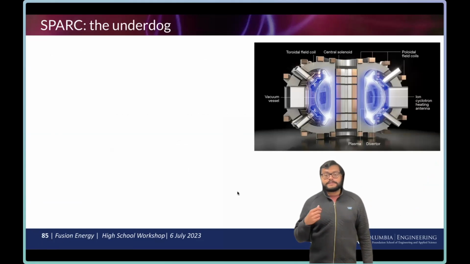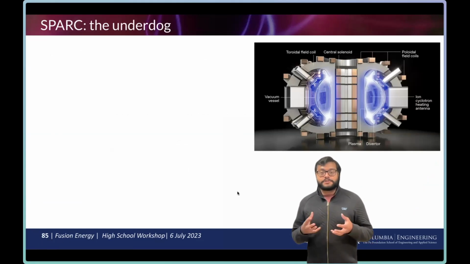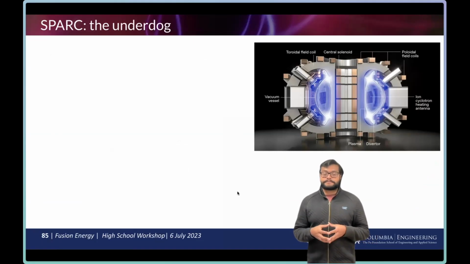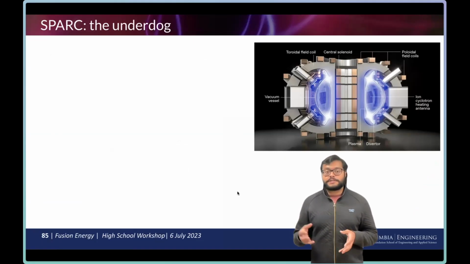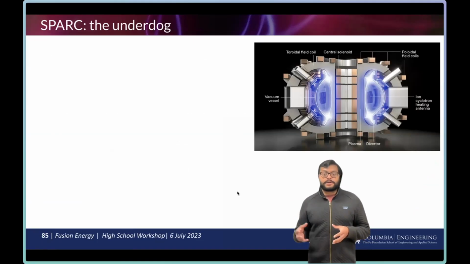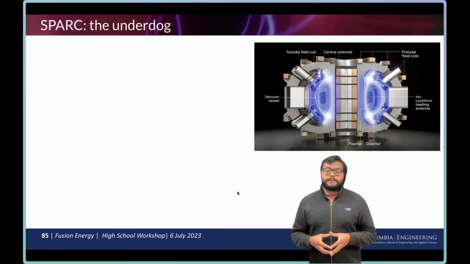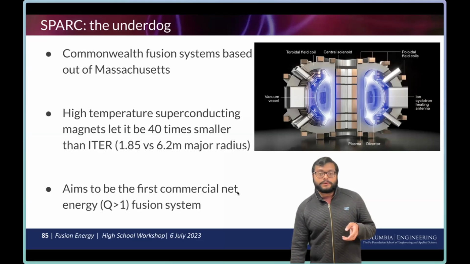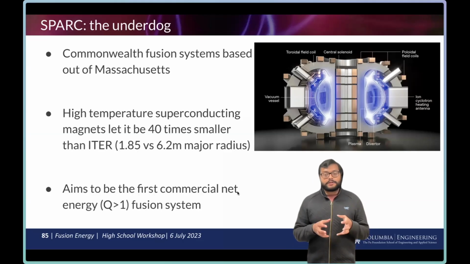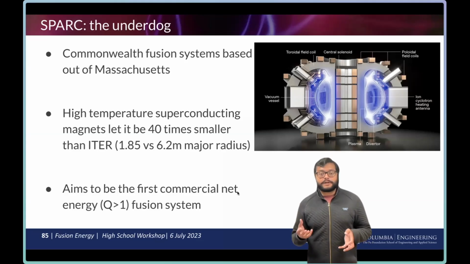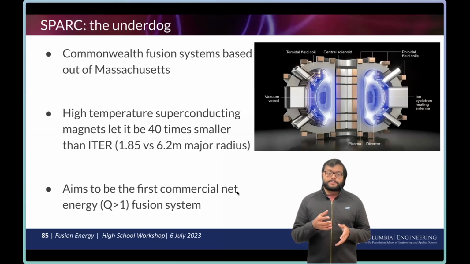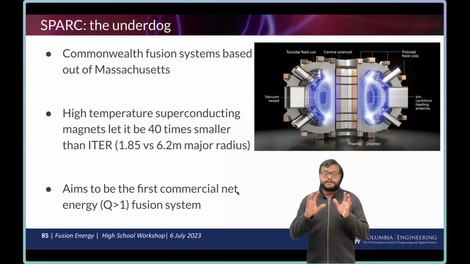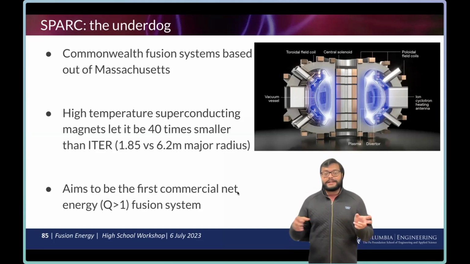There's also this smaller tokamak using high temperature superconductors that's being developed in Massachusetts by CFS, Commonwealth Fusion Systems. Essentially, this private company is developing SPARC, which uses high temperature superconductors. And so it lets it be much smaller with a very high magnetic field strength. The aim of SPARC is to be the first Q greater than 1 fusion system. So that's the first toroidal fusion system that has net energy, we hope.